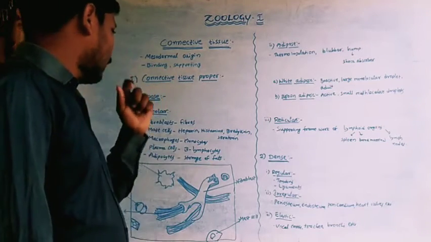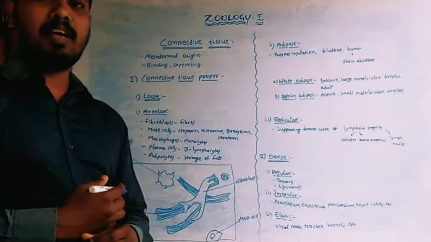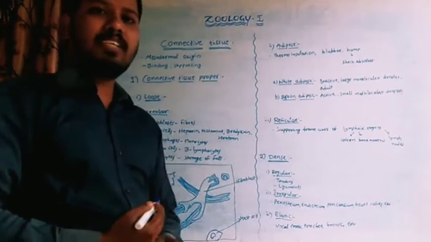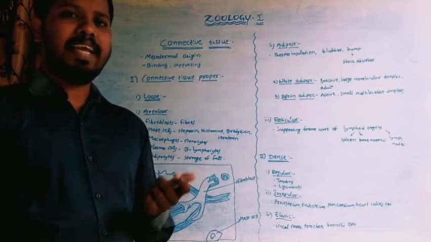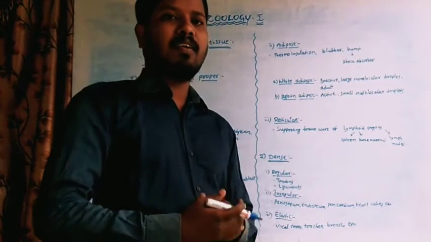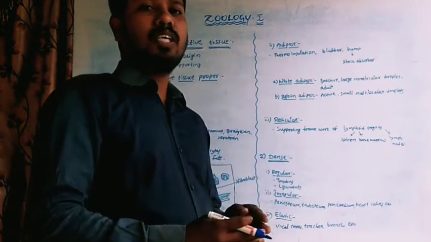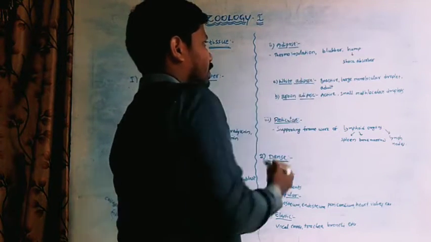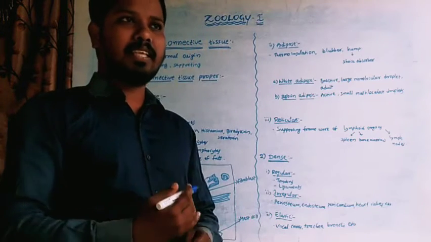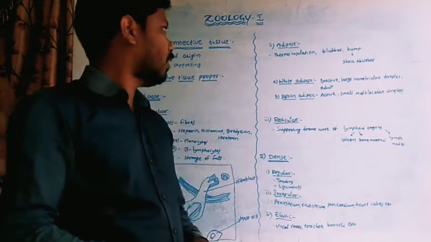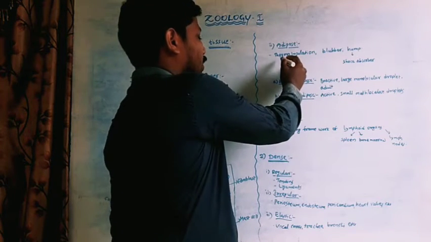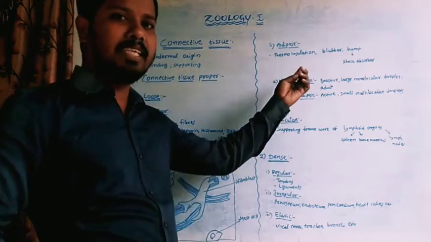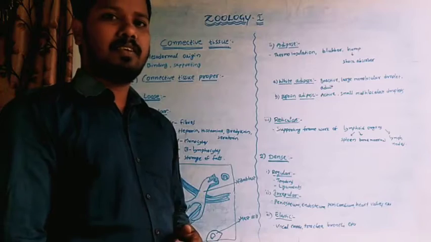The next type is the adipose loose connective tissue. Adipose loose connective tissue consists of a large number of adipocytes, which are used for storage of fats. The adipose tissue is found beneath the skin of mammals. This adipose tissue acts as thermo-insulation.